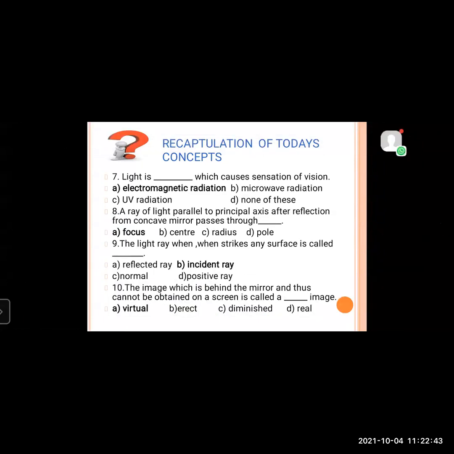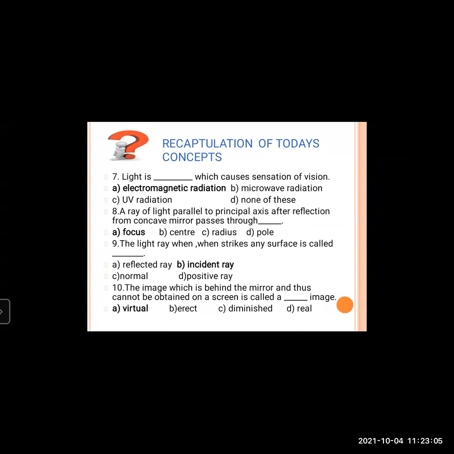Light is dash, which causes sensation of vision. So light is electromagnetic radiation. It is neither a microwave radiation nor a UV radiation. It is perfectly an electromagnetic radiation which causes us to see all the things, which gives our eyes the power of visibility so that we can see all the things around us.